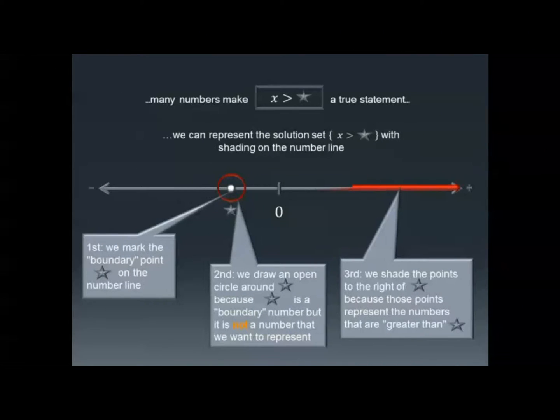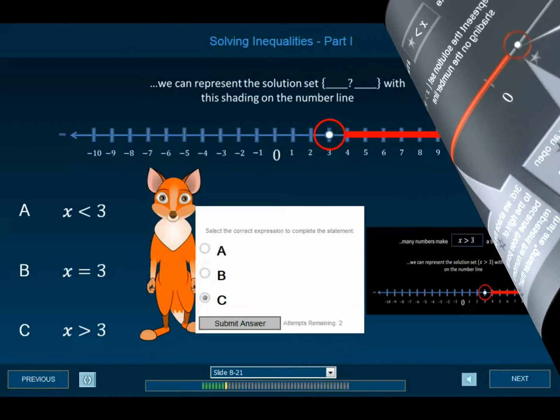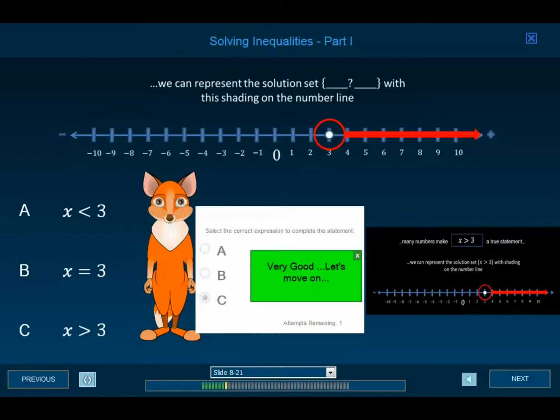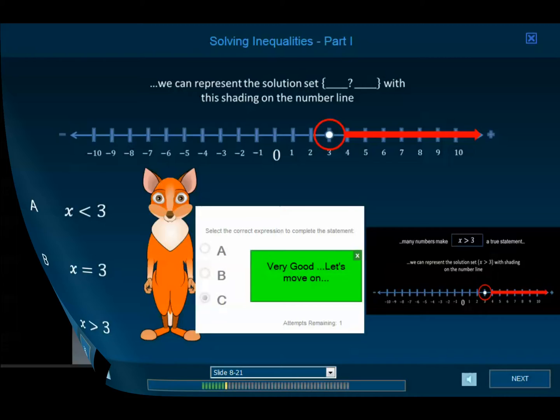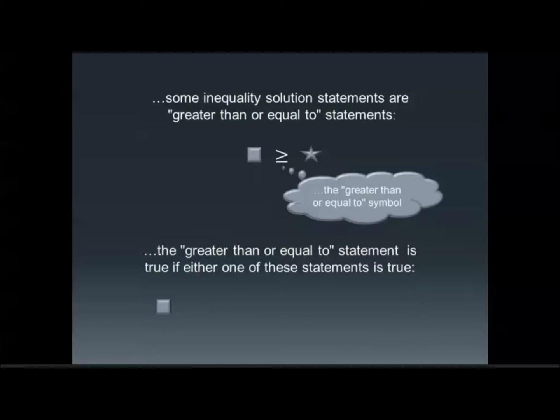Points represent the numbers that are greater than the value of star. Very nice. We can represent the solution set x is greater than 3 with the first expression is greater than the second expression, or the first expression is equal to the second expression.